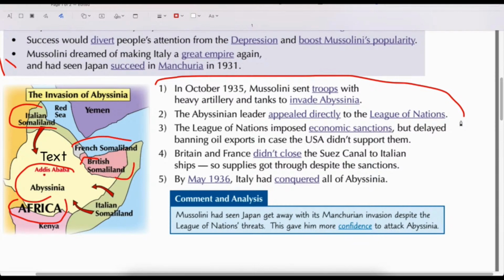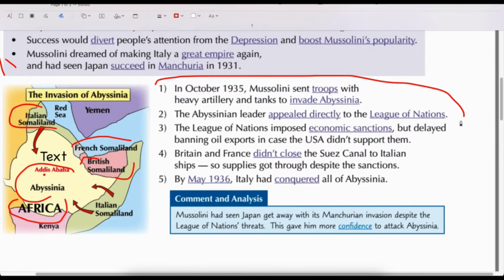Number two: the Abyssinian leader appealed directly to the League of Nations. And the League of Nations imposed economic sanctions but delayed banning oil exports in case the USA didn't support them. And Britain and France didn't close the Suez Canal. Okay, the Suez Canal is the name of a canal, like where ships and boats use it as a business road, as we say, to Italian ships. So supplies got through despite the sanctions.